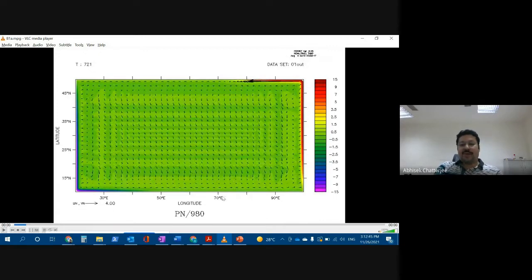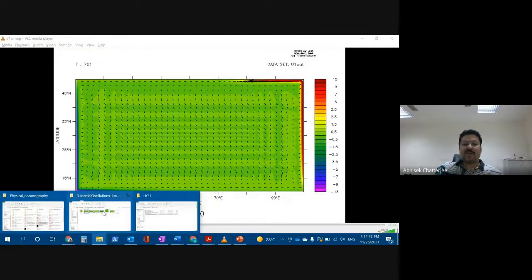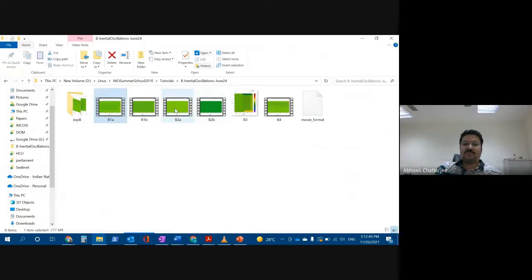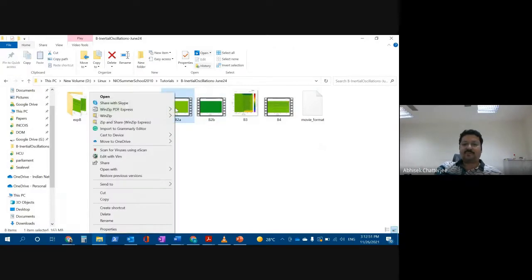But if we assume it is like a real ocean, where f is changing with latitude, that means it's a beta plane. If f is changing with latitude, it is called a beta plane. So, let me play.